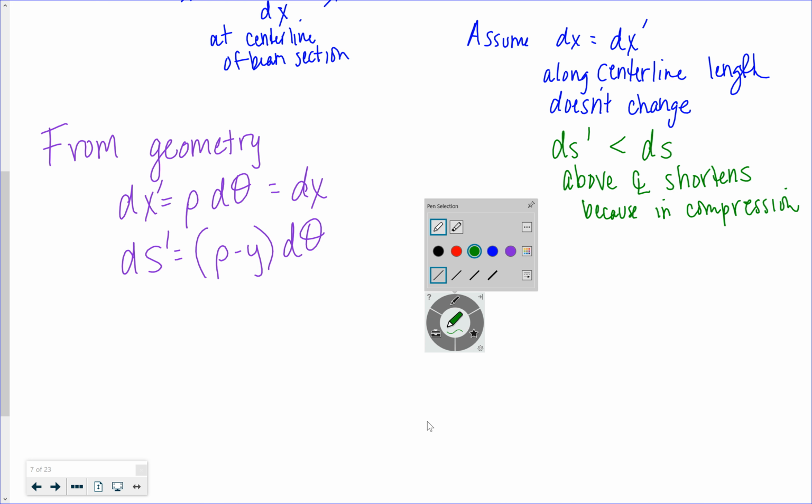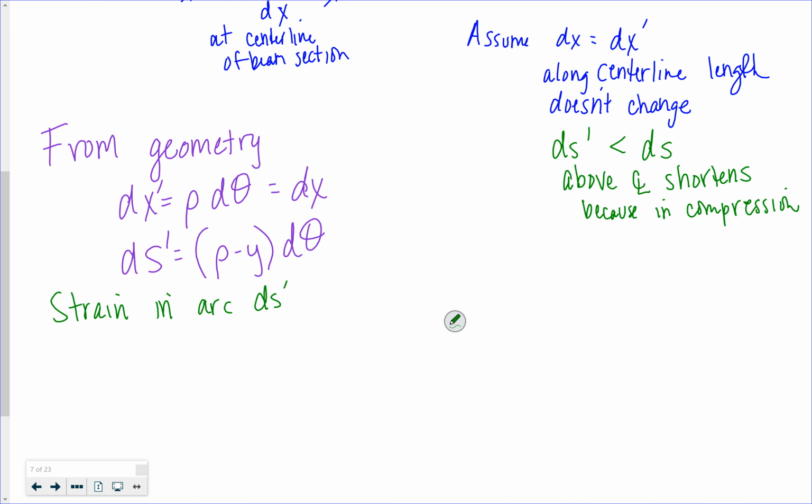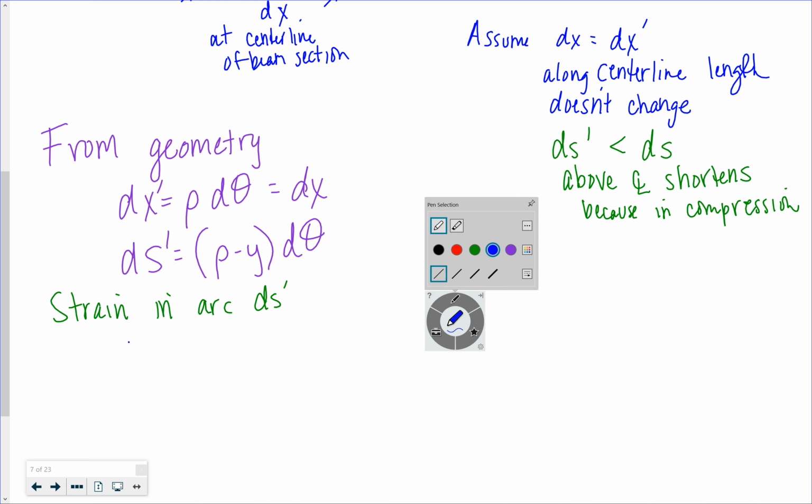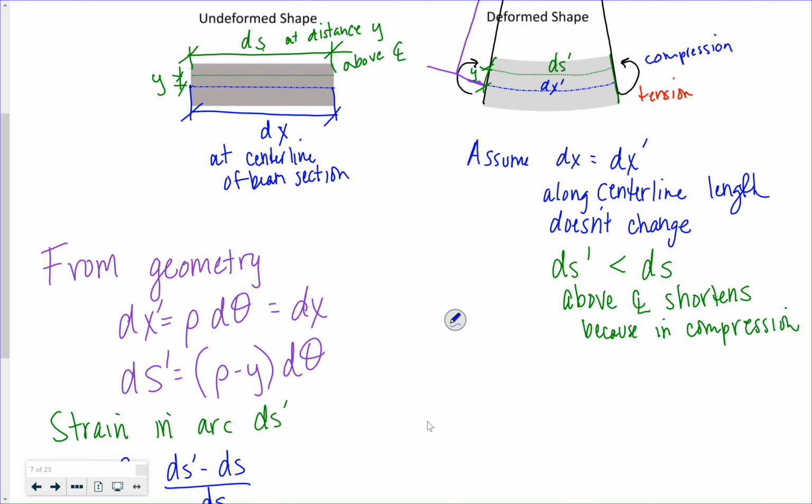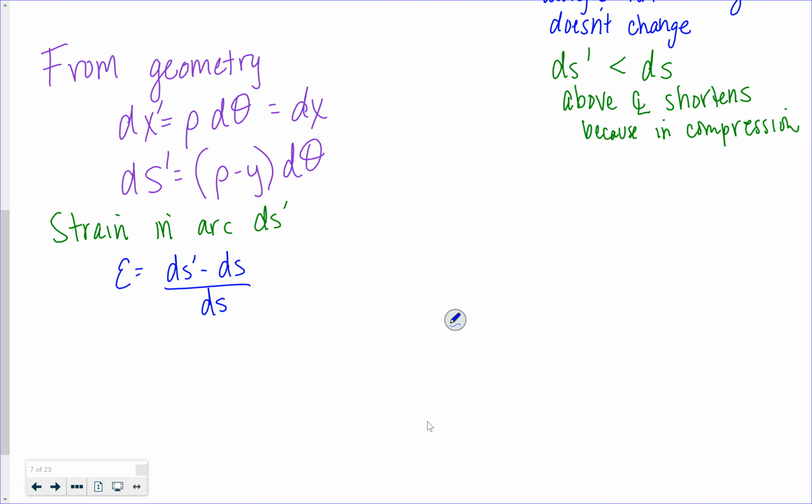So let's look at our strain in arc ds prime. My strain is the difference, ds prime minus ds, over the original ds. All right, my change in length, ds prime minus ds, over the original length, ds. So make some substitutions here. Ds prime is rho minus y, d theta.